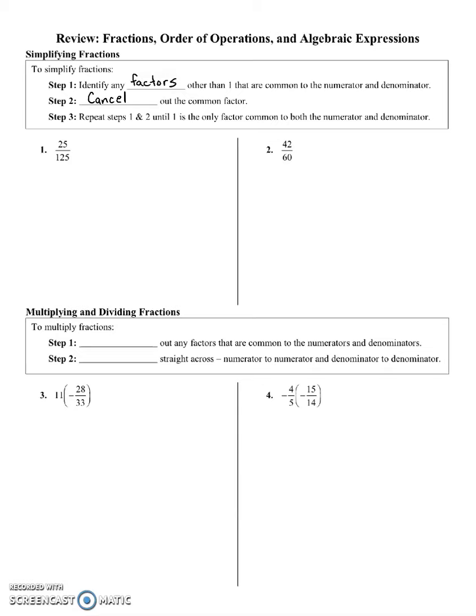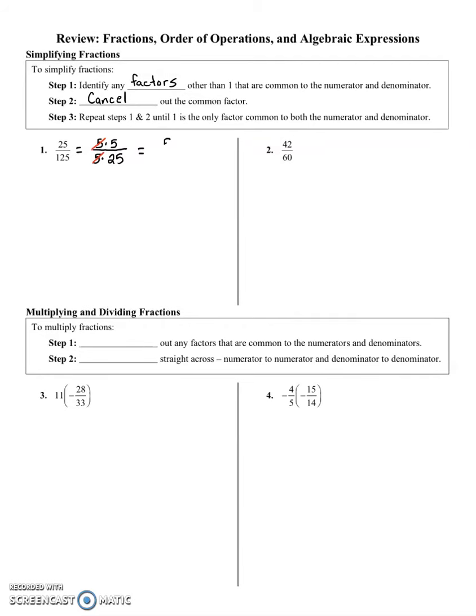So, take for example 25 over 125. We know that 25 is 5 times 5, and 125 is 5 times 25. So you see we have two 5s here, so we can go ahead and cancel the 5 in the numerator with the 5 in the denominator. Now we're left with 5 over 25.